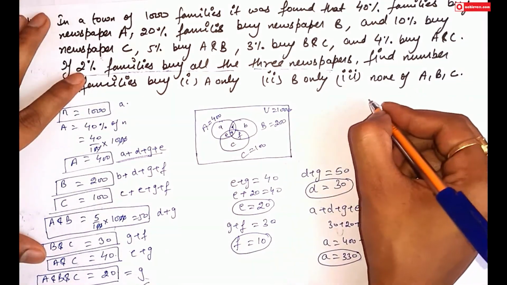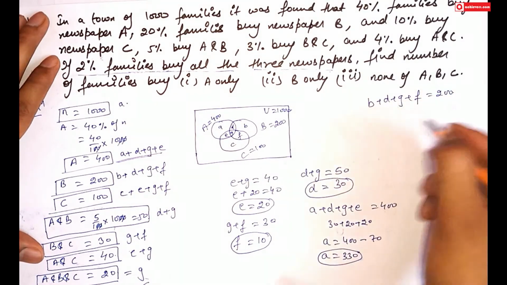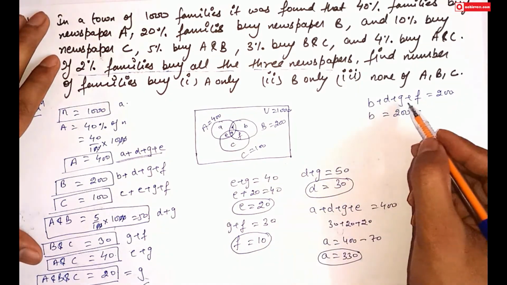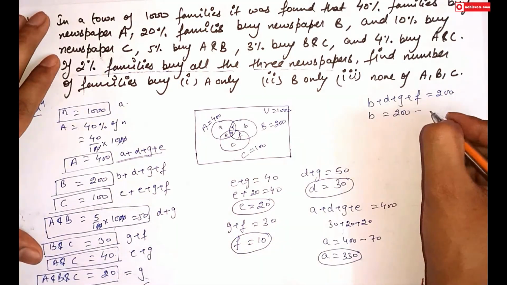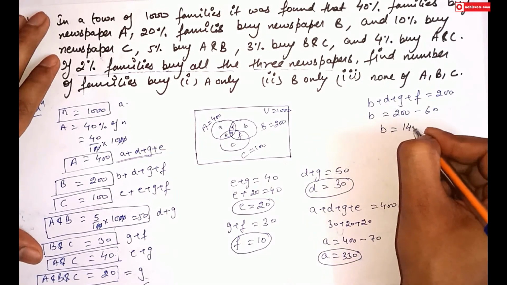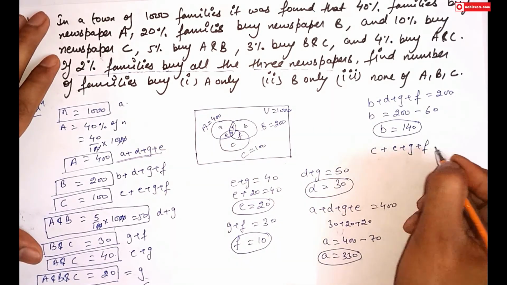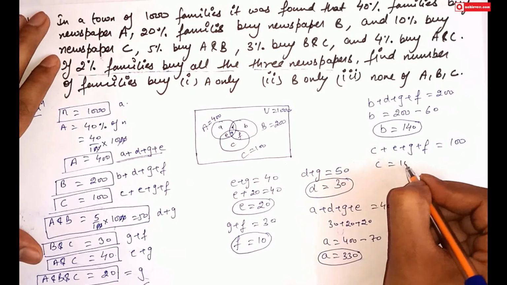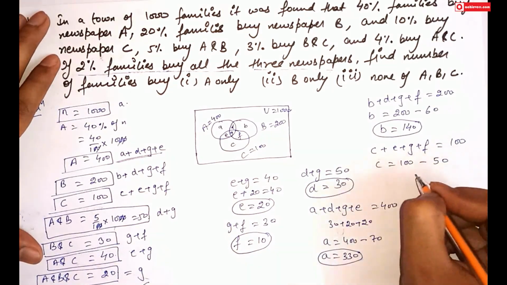Similarly, we can calculate B plus D plus G plus F, which is equal to 200. So B will be equal to 200 minus D plus G plus F. D is 30, G is 20, and F is 10. So 30, 20, 50, 10, 60. So B will be equal to 140. And similarly, C plus E plus G plus F, which is also equal to 100. So C will be equal to 100 minus E plus G plus F. E is 20, G is 20, and F is 10. So 20, 20, 40, 10, 50. So C is equal to 50.